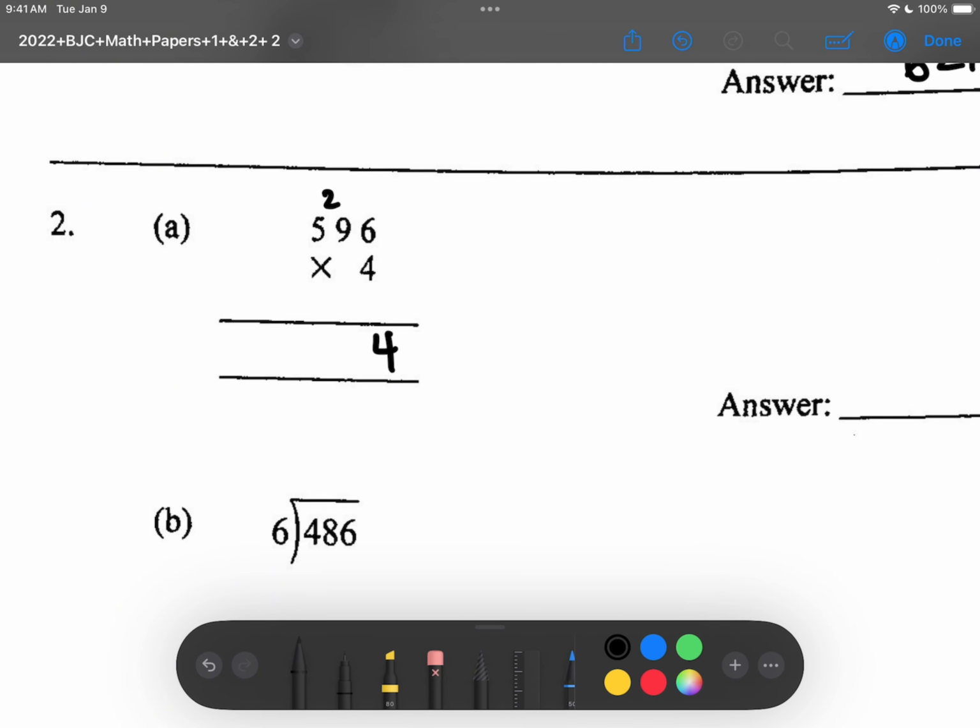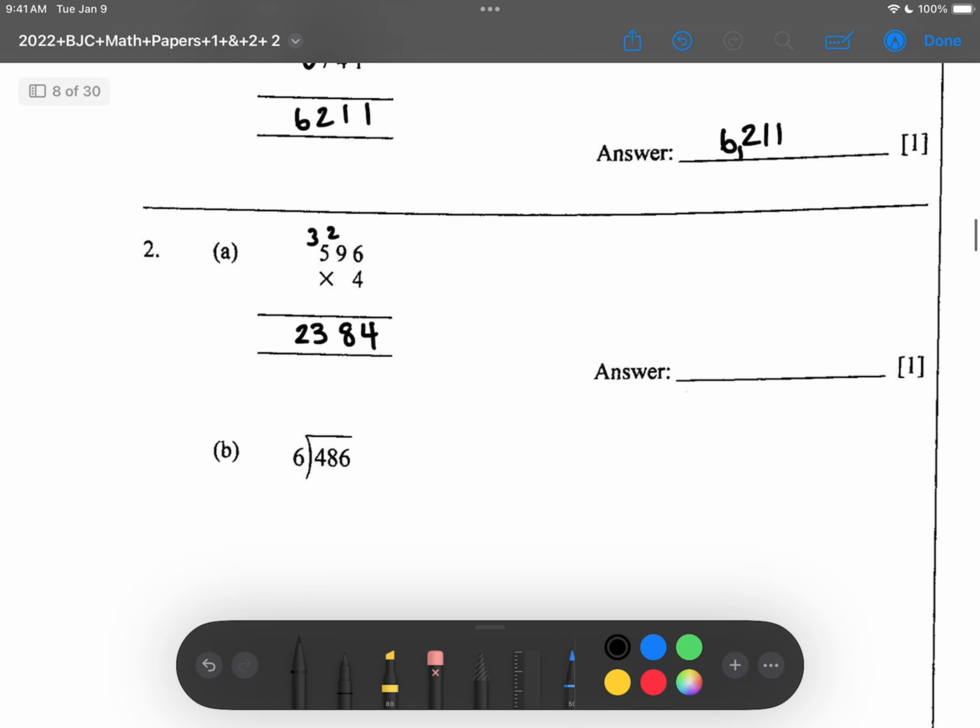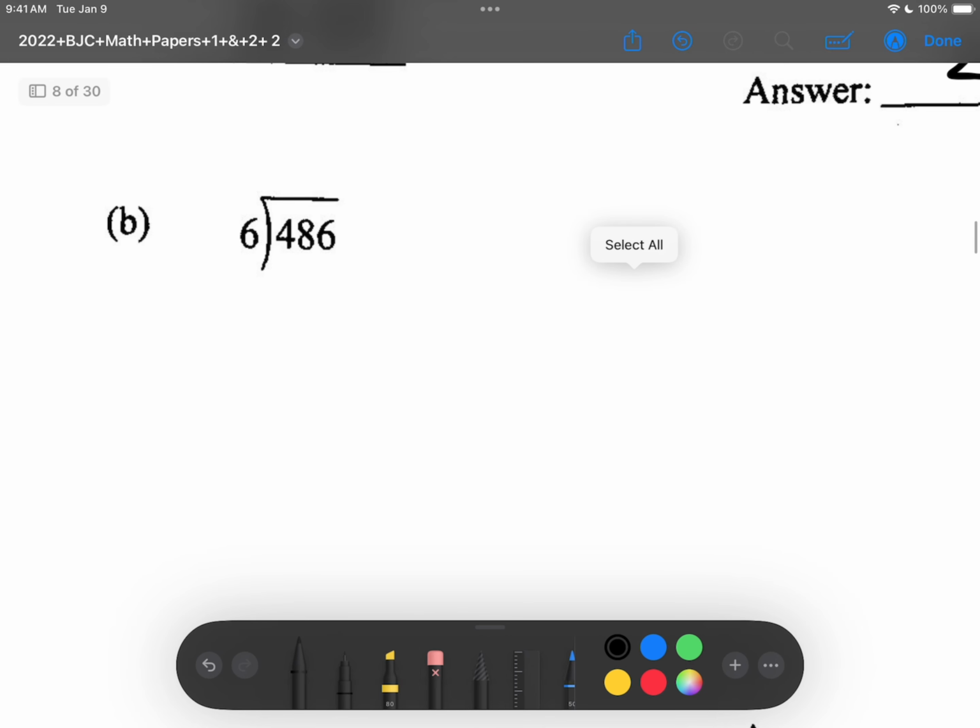Now multiplication. 6 times 4 gives you 24. Carry a 2. 9 times 4 gives you 36, plus 2 gives you 38. Carry a 3. 5 times 4 gives you 20, plus 3 gives you 23. Answer: 2,384.